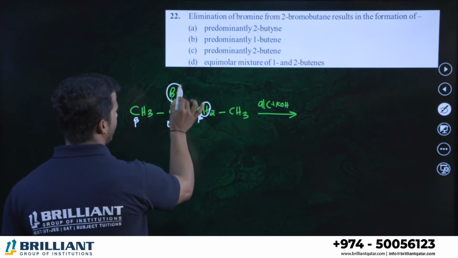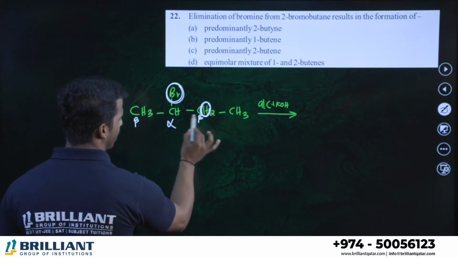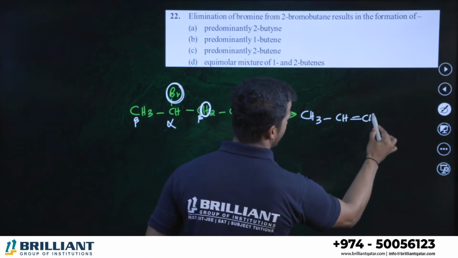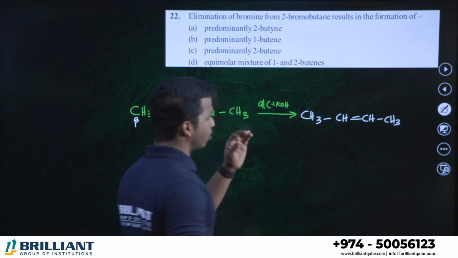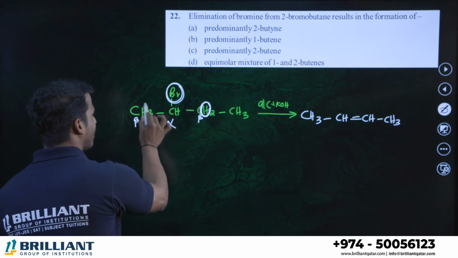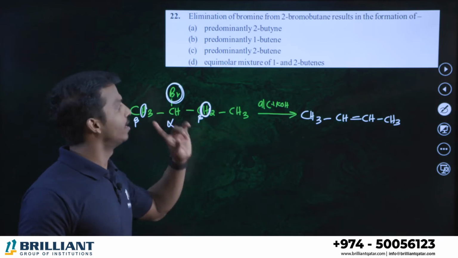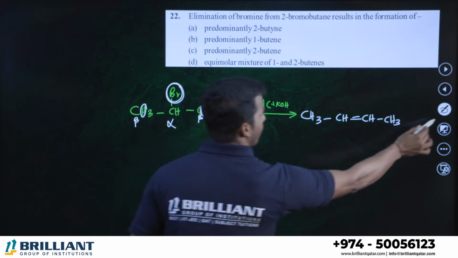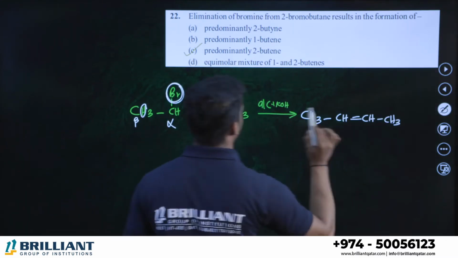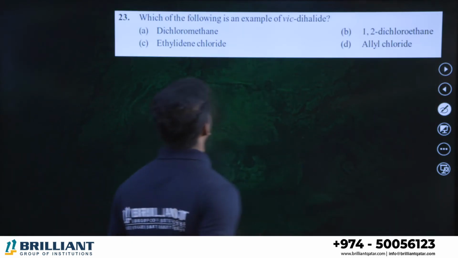So I take bromine from this alpha carbon and hydrogen from the beta carbon, and make a double bond between alpha and beta. The product will be CH3CH=CHCH3. But-2-ene will be the major product. You will get but-1-ene also, if you take hydrogen from here, but that is minor. But-2-ene is the major. So what's your answer? Predominantly 2-butene. Option C is the correct answer. We can go for the next question.